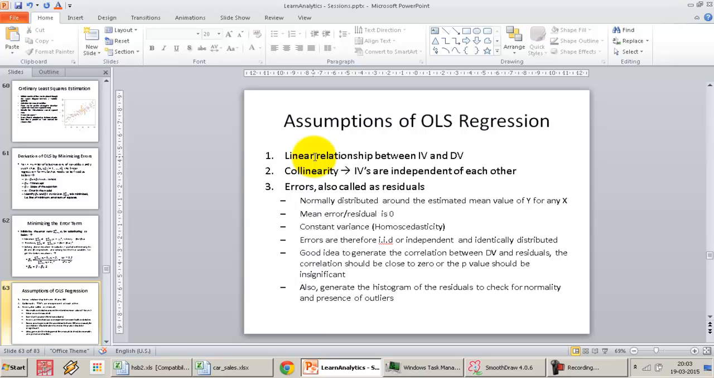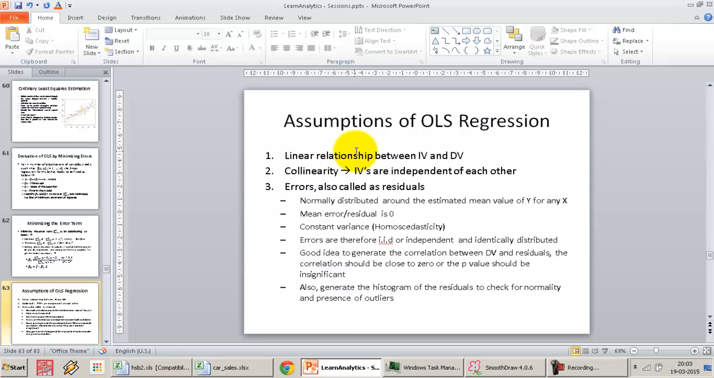So these were the assumptions of OLS regression, and I'm quickly going to do a recap again. The first assumption is that the dependent variable and the independent variable have a linear relationship. If there are multiple independent variables, the assumption is all of the independent variables have a linear relationship with the dependent variable. Second is collinearity, that the independent variables are actually independent from each other. We will come back to this assumption later on when we do multiple linear regression.